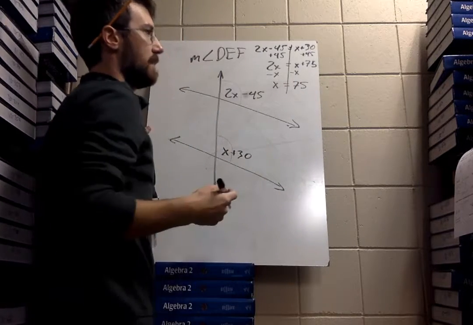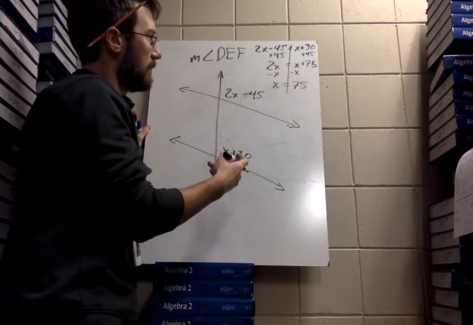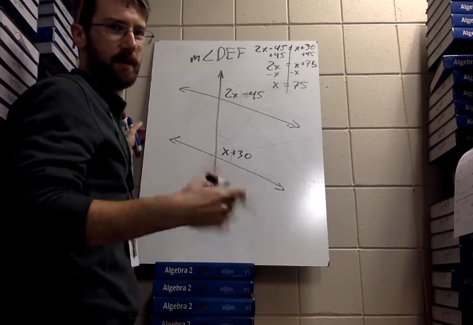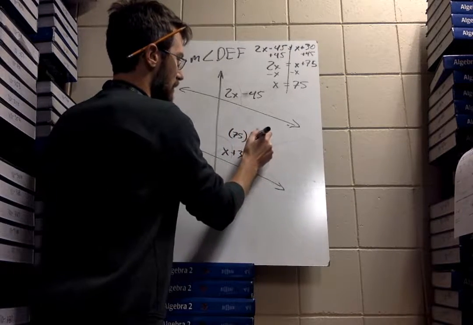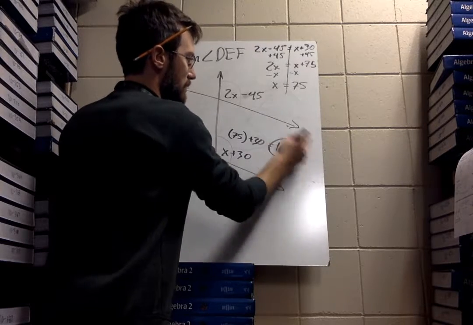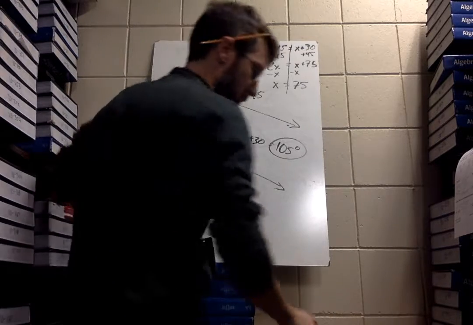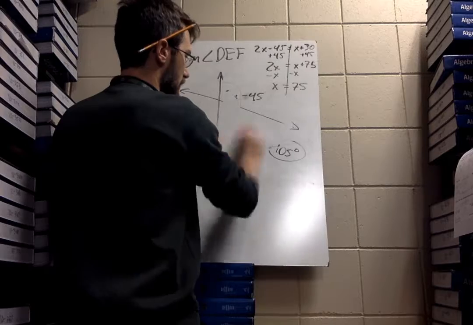So x equals 75, now I can plug it back in. If they're equal to each other, it doesn't really matter which one I plug it into, so I'm going to plug it in down here because that one looks easier. It's just going to be 75 plus 30, which is 105 degrees. All right, now the next one gets just a hair more complicated.